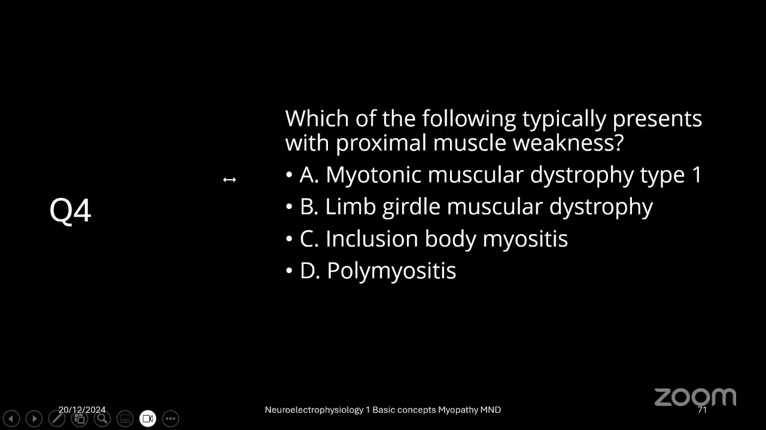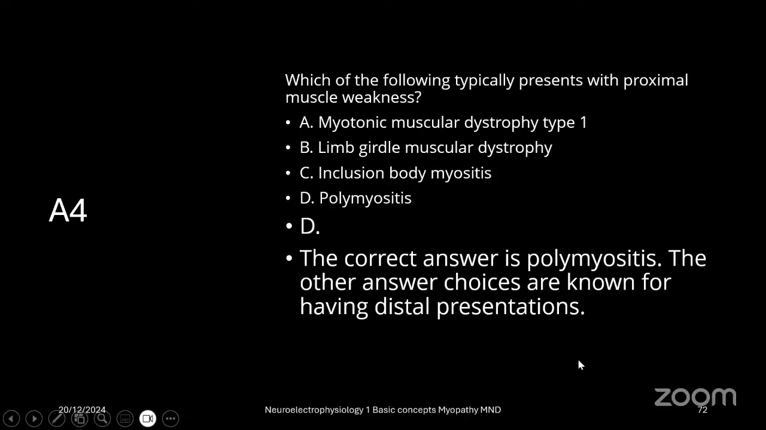Limb girdle, no, wrong. Proximal muscle weakness, polymyositis. Say polymyositis. The other answer choices are known for having distal presentation. Myotonic muscular dystrophy is distal. Limb girdle also will have distal. Inclusion body myositis is distal.